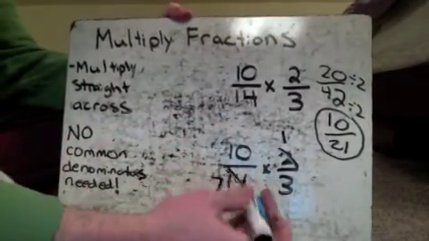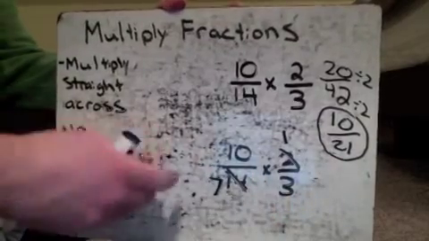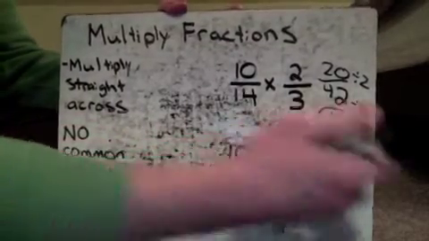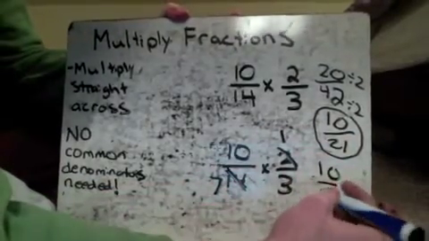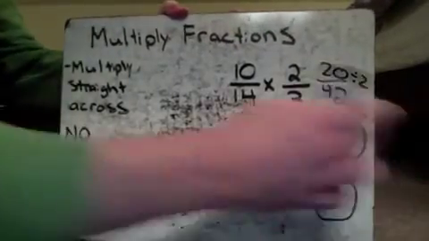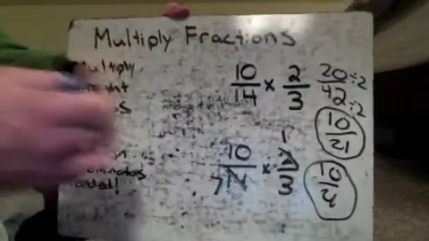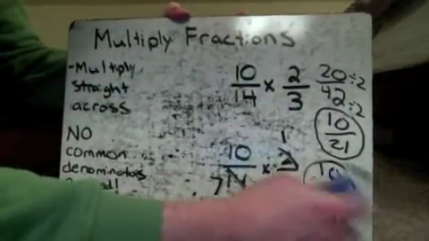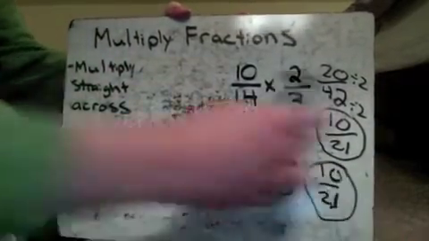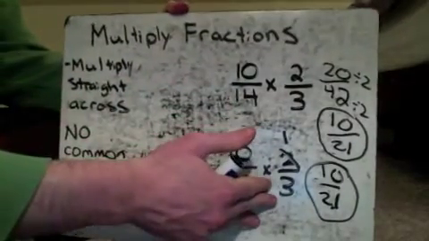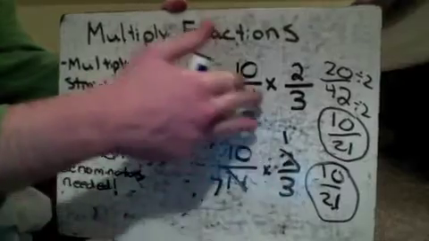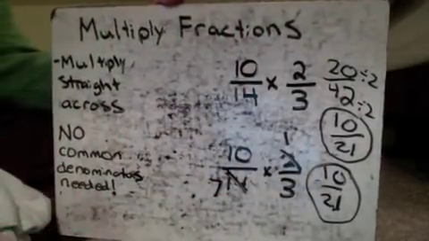Now, if I multiply straight across with what I have now, 10 times 1 is 10. 7 times 3 is 21. So we still get 10/21 either way. So whether we do the cross division or the cross reducing or whether we don't, we're still going to get the same thing at the end.